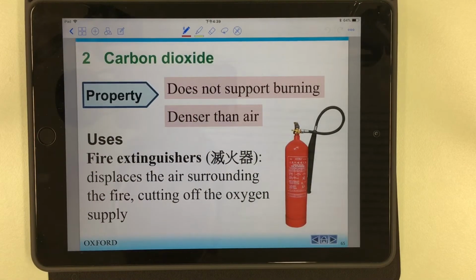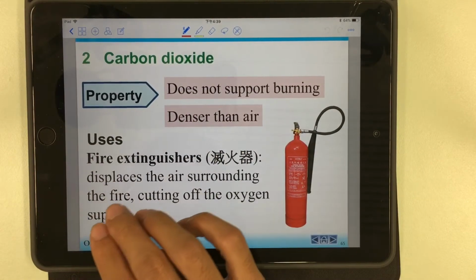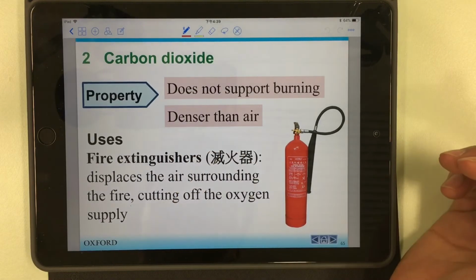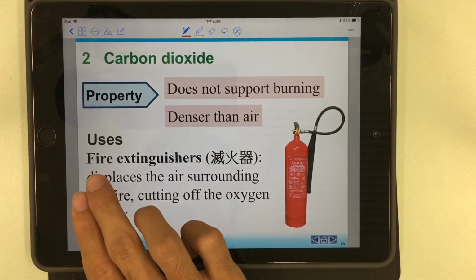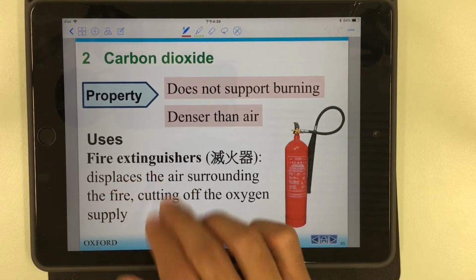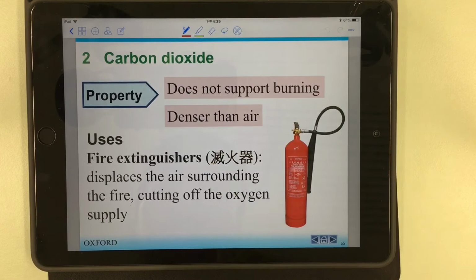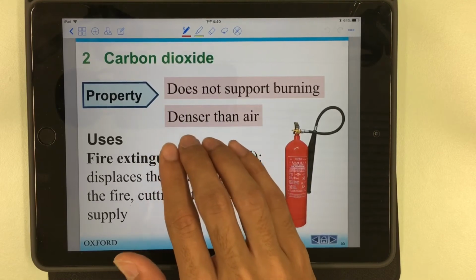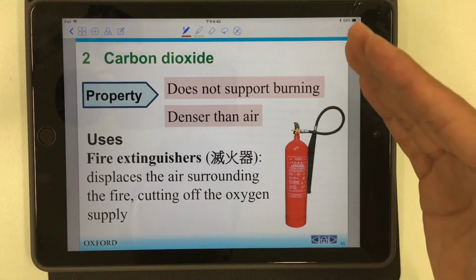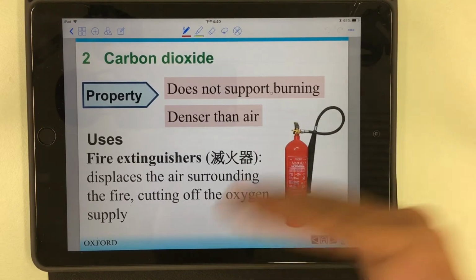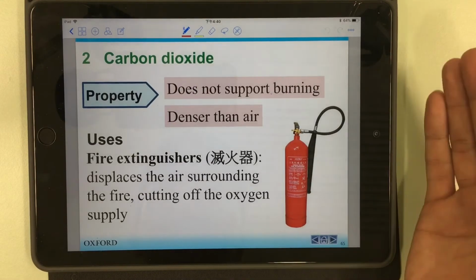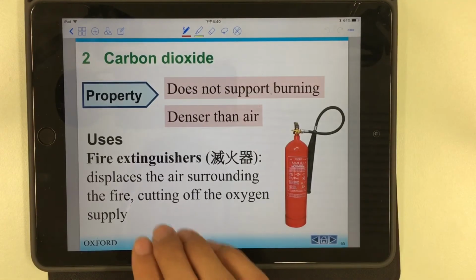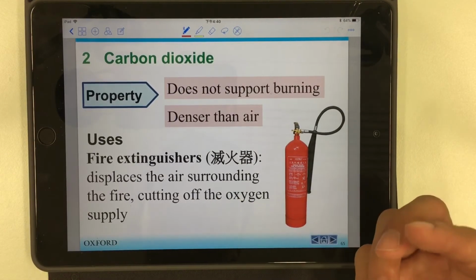The second one is carbon dioxide. Carbon dioxide is quite different from oxygen. It does not support burning, and it is denser than air. So we use it in the fire extinguisher. We spread the carbon dioxide on the fire, and because it is denser than air, meaning it has a higher density, it sinks to the bottom. So it will displace the air nearby, and the fire goes out by cutting off the oxygen supply from the surroundings.